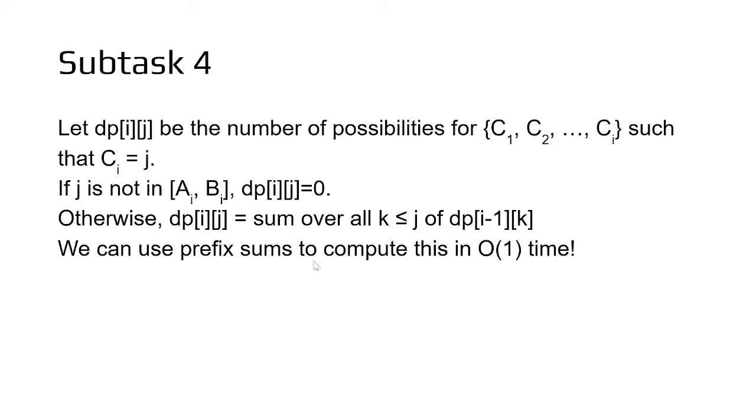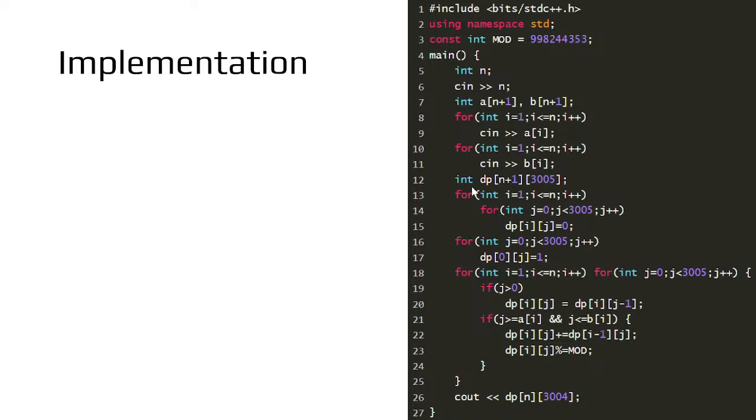So for subtask 4, as you can see, we got that dp[i][j] is a sum over all k less than or equal to j of this. But then this can be stored using a prefix sum. So using a prefix sum, we can find each dp[i][j] in O(1) time. So here is how it will look. We set dp[i][j] to dp[i][j-1], and then increment it by the number of ways where c_i equals j. So ultimately we'll have the number of ways with c_i less than or equal to j.